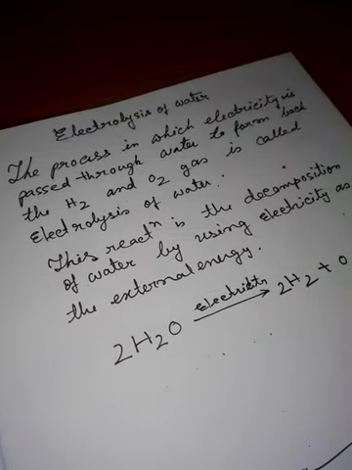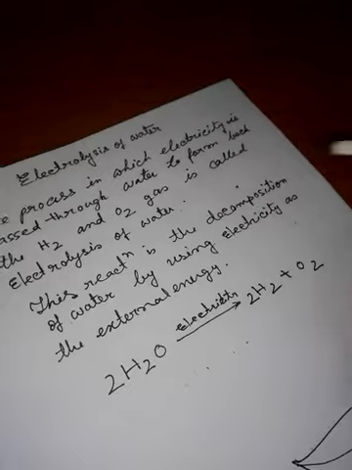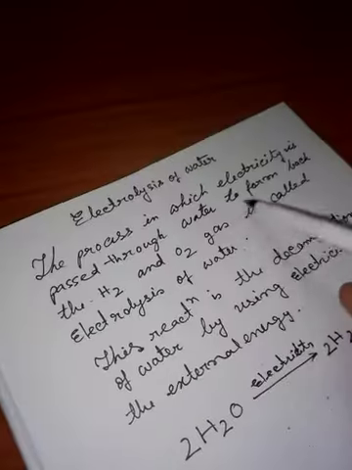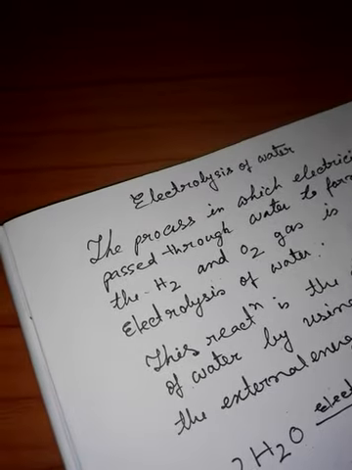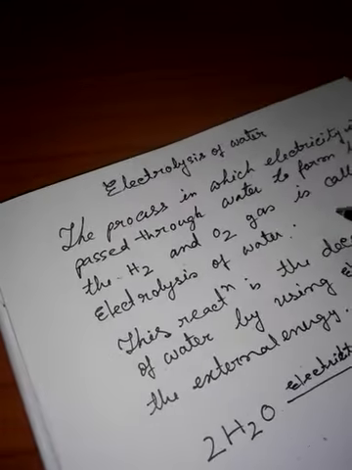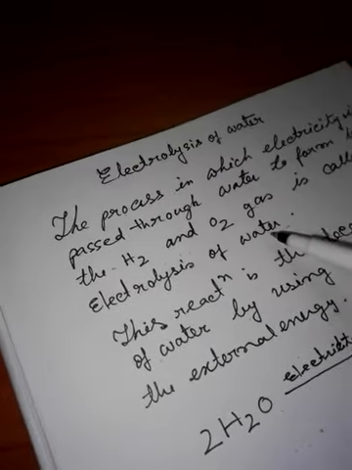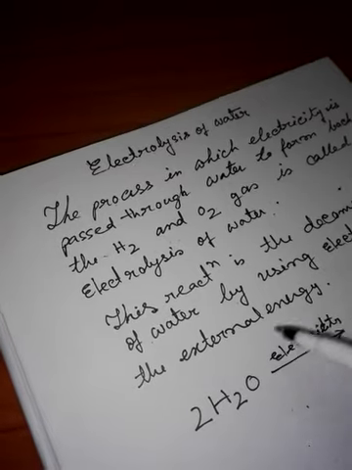Let us discuss the electrolysis of water. The process in which electricity is passed through water to form hydrogen gas and oxygen gas is called electrolysis of water. We all know that hydrogen and oxygen combine to form water, but here the water molecule is decomposed by passing electricity through it.